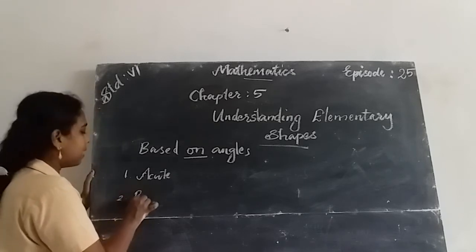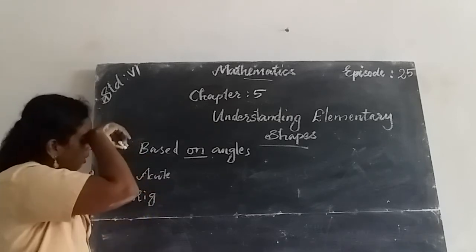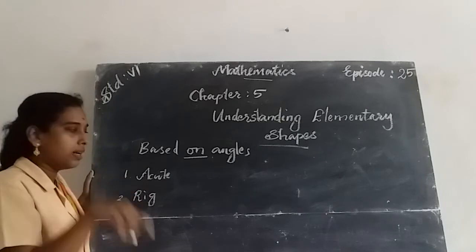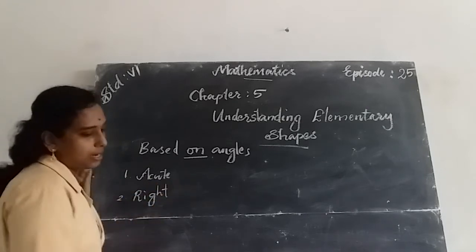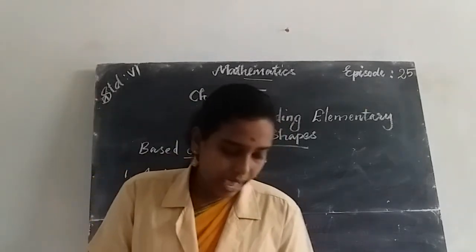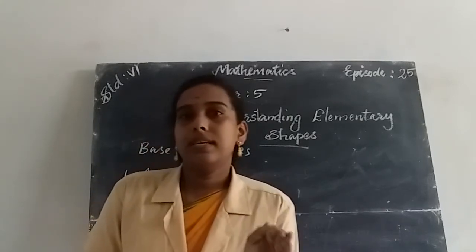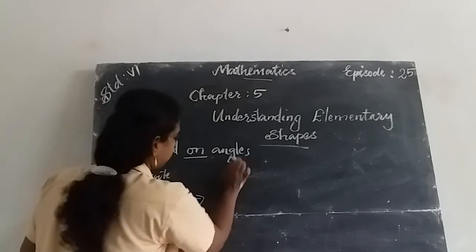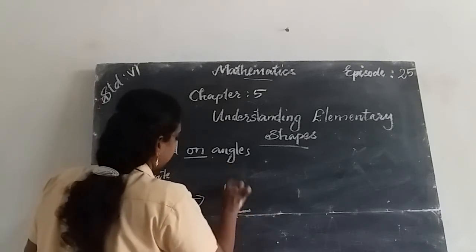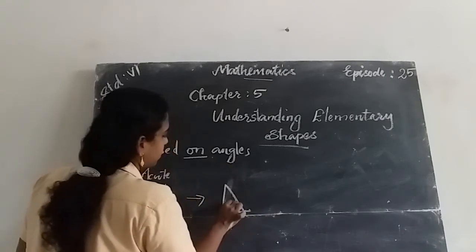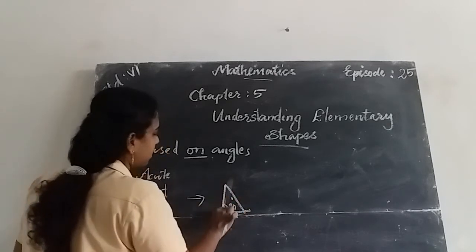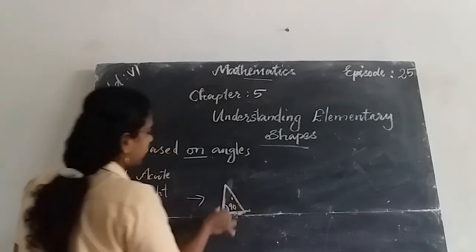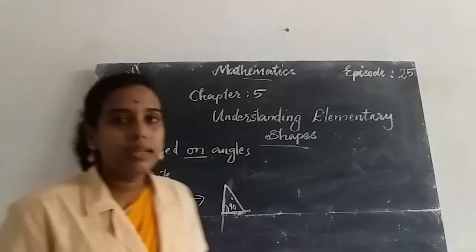Then next one is right angle, after acute angle that we have discussed earlier. Right angled triangle means any one angle is a right angle. Right angle means 90 degrees. Here this angle measures 90 degree, and if one of the angles measures 90 degree, then it is said to be a right angled triangle.